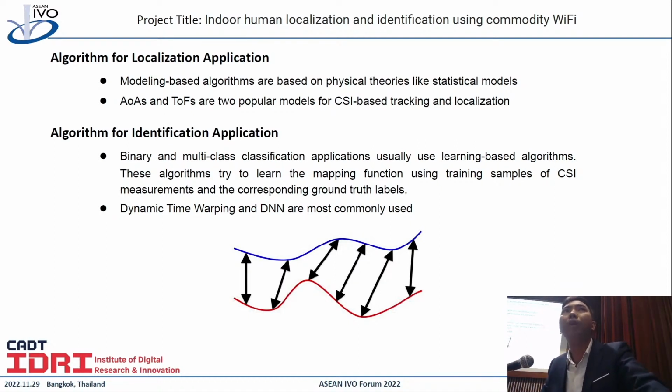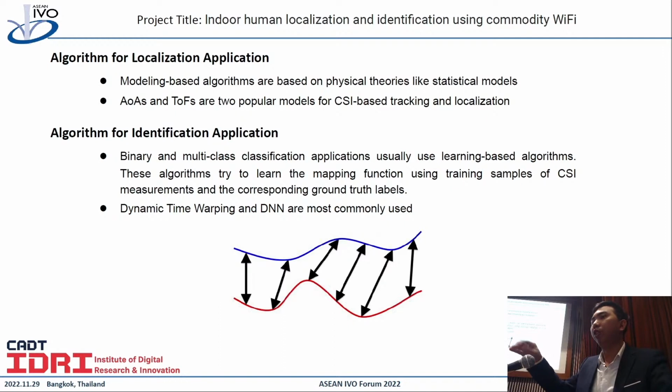There is also a method where they propose multiple antenna reception so that we can calculate a more precise angle of arrival and also time of flight. Another group of algorithms is for identification, mostly using machine learning, with binary and multi-class identification. For example, for a model on knowing whether a human is falling on the floor, we can just use binary classification to identify the unique signals of a person falling or standing.